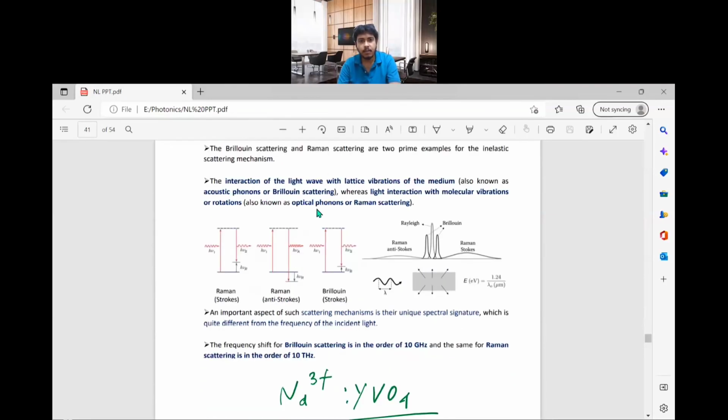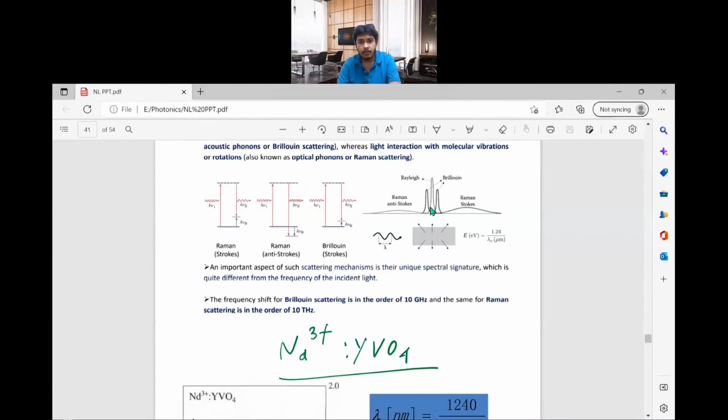Brillouin scattering deals with the interaction of light with lattice vibration, whereas Raman scattering deals with light interacting with molecular vibration. As you can see, the frequency shift in Brillouin scattering is very small compared to Raman scattering. In Rayleigh scattering, the input and output frequencies are the same, and this is the Brillouin frequency. The shift is smaller as the interaction of the energy with the material is less. In Raman scattering, you get a large frequency difference from the input frequency, on the order of 10 terahertz.